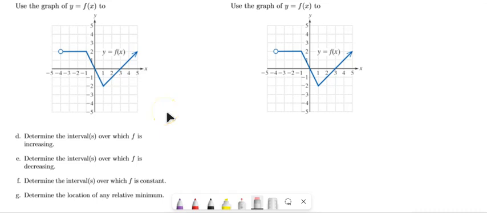Hey everyone, in this video we're gonna learn how to read the graph and how to determine the intervals when the graph is increasing, then decreasing, then constant, and also we can determine the relative minimum. Alright, so let's get into it.